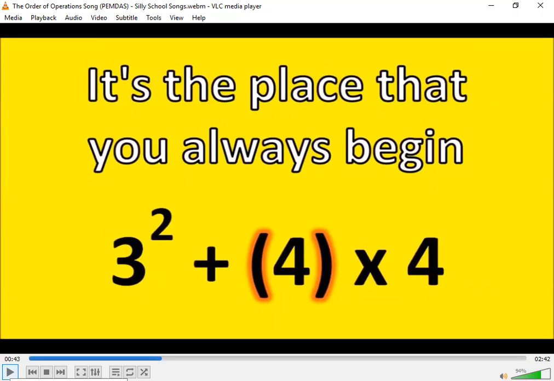According to the word BIMDAS, which one are we going to start with? 3 to the power of 2. And what does 3 to the power of 2 stand for? 3 multiplied by 3. Then we have already finished the parentheses, which was the first step. And now we move to the second step, which is 3 to the power of 2.